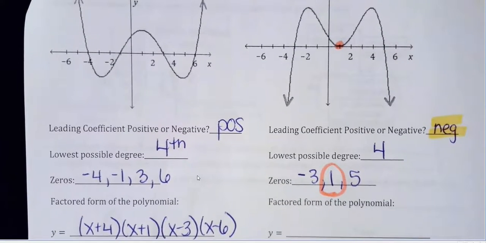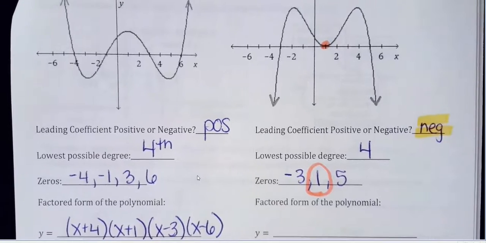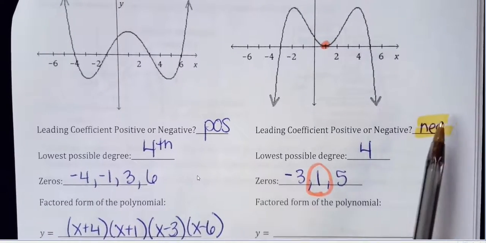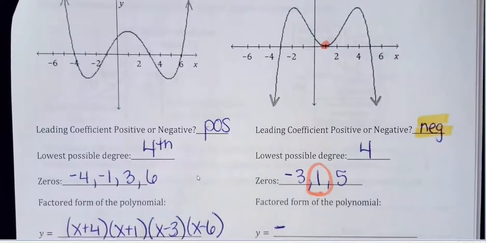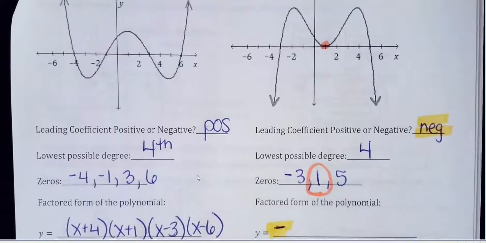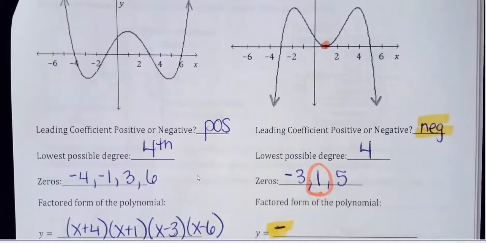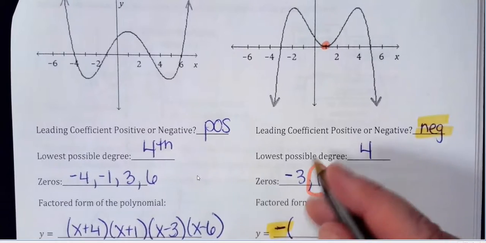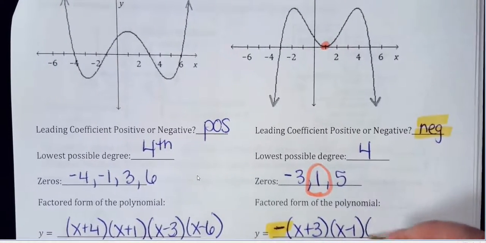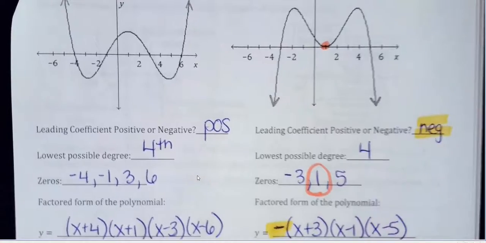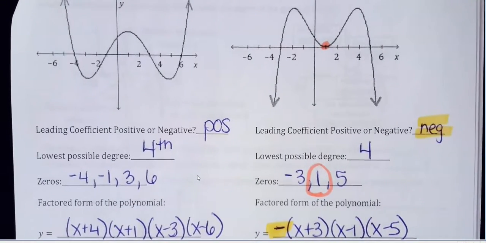Okay, now, if you have a negative leading coefficient, please don't forget to do this. This is negative. So literally, I am just going to write a negative out in front of whatever you write down as your first factor. All right, that's it. Just put a little negative out there. Now, x plus 3, x minus 1, x minus 5. Those are all my linear factors there based on my zeros. What do I need to put into that to make that more accurate?